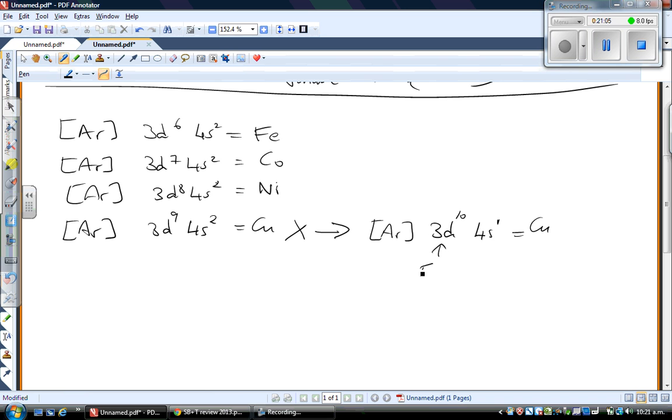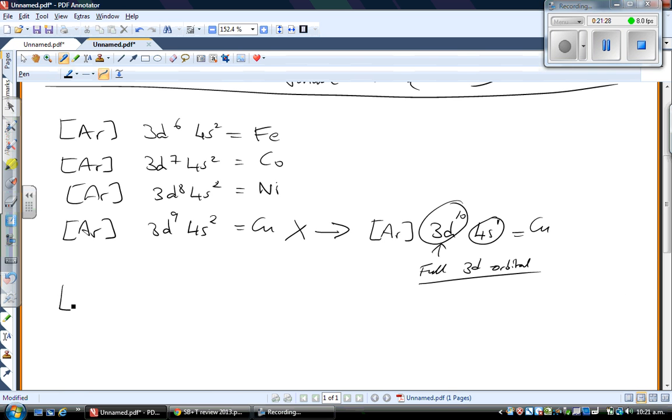The reason here is that this is a full 3d orbital. For the same reasons I said before, it's energetically far more stable to fill the large 3d orbital than to bother trying to fill the little small 4s orbital. So stabilize the big one first before the little one is essentially the idea here. So it is a full 3d orbital.